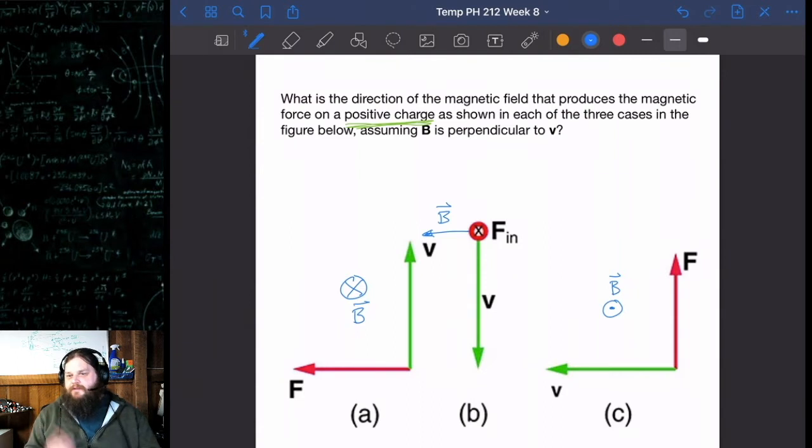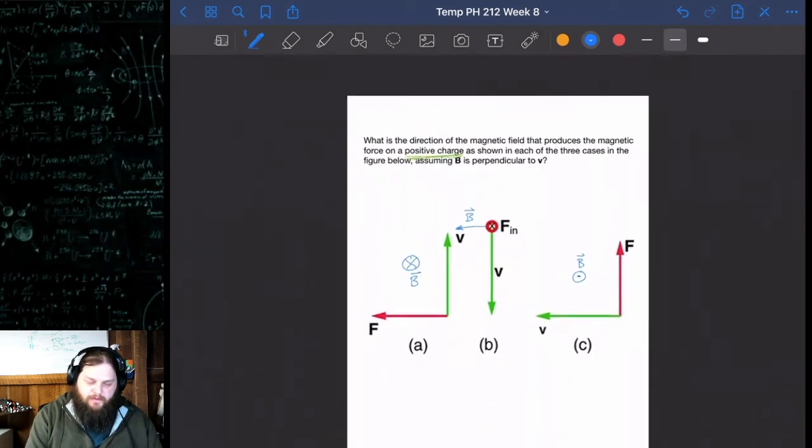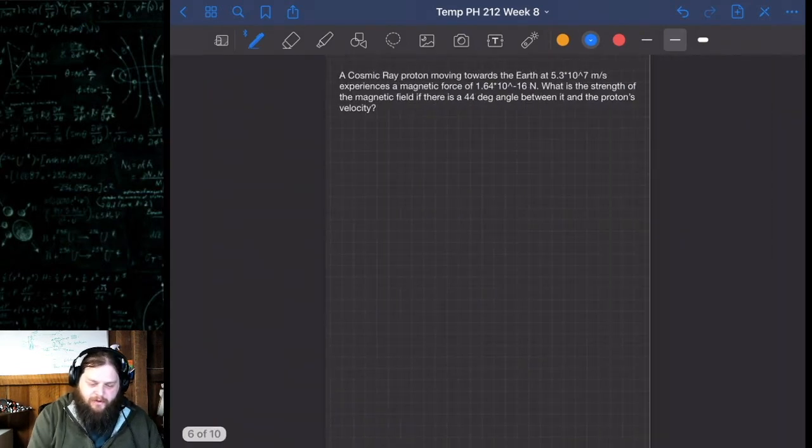So there's just a quick breakdown on how to define your forces, velocities, and magnetic fields. If you have two of the three, you can always find the direction of the third one. As far as magnitude goes, you have to use mathematics.